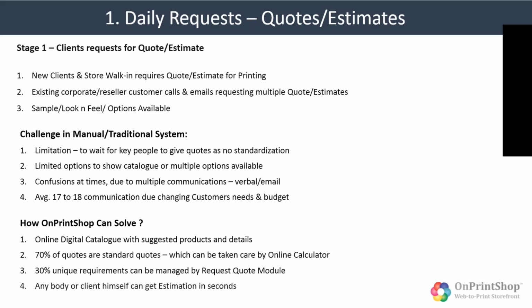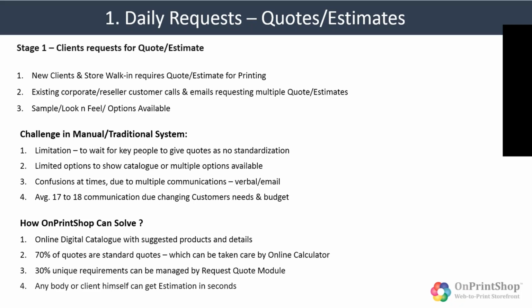So how can OnPrintShop solve this? First of all, with OnPrintShop, you can create your online digital catalog where you can define all your products, various options, and the cost to your retail customer. If you have separate pricing for your resellers as well as brokers, then you can segregate those customers and provide them a separate discount from your retail cost.